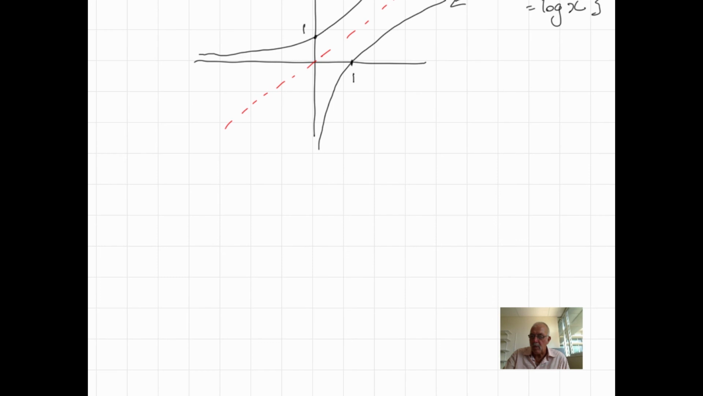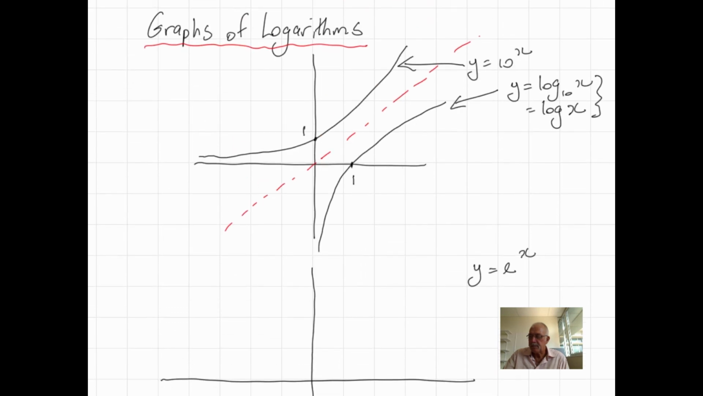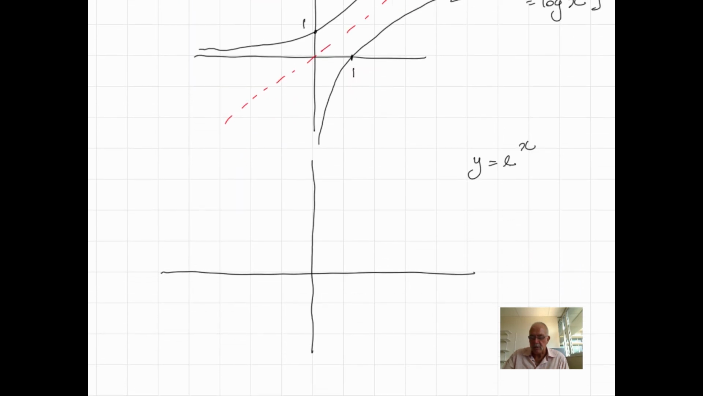We can now look at y equals e to the x. And it'll look very similar. Don't forget, e is a number 2.71828, and here we've got 10, so e is pretty close to 3, so it's going to look a little bit like y equals 3 to the x. Once again, it'll go through 1. It'll never cut that x-axis there. So there's y equals 3 to the power of x.